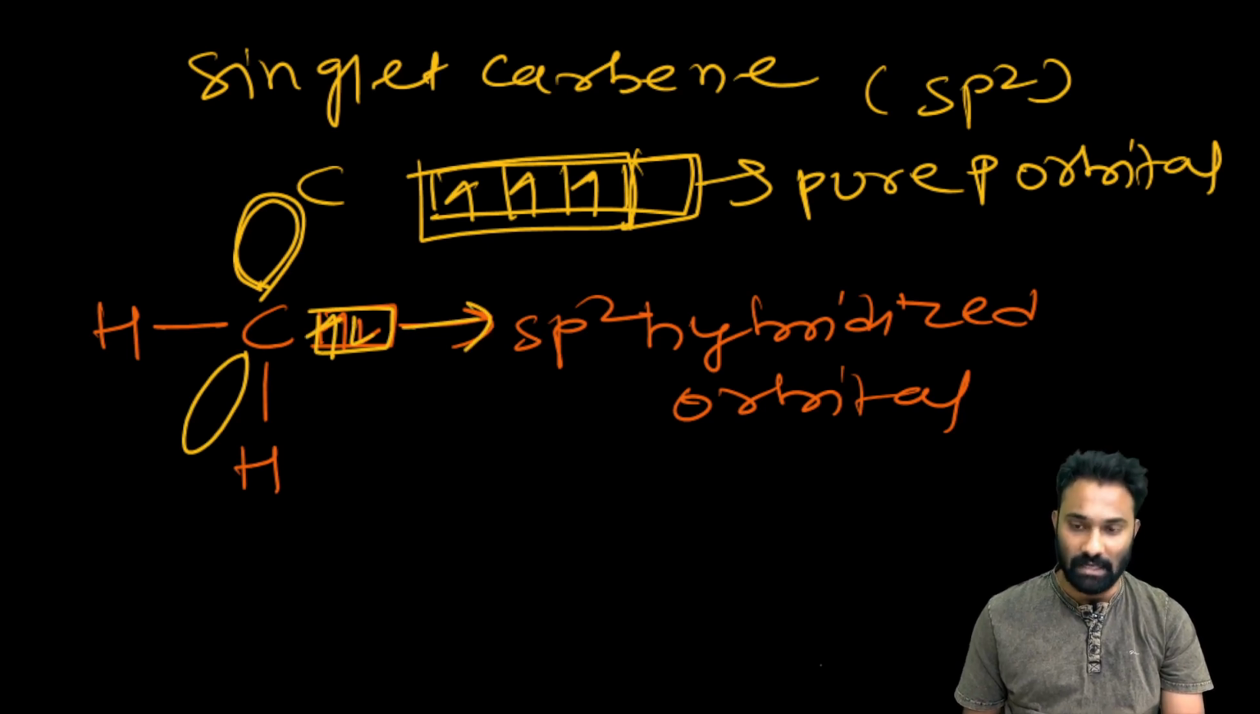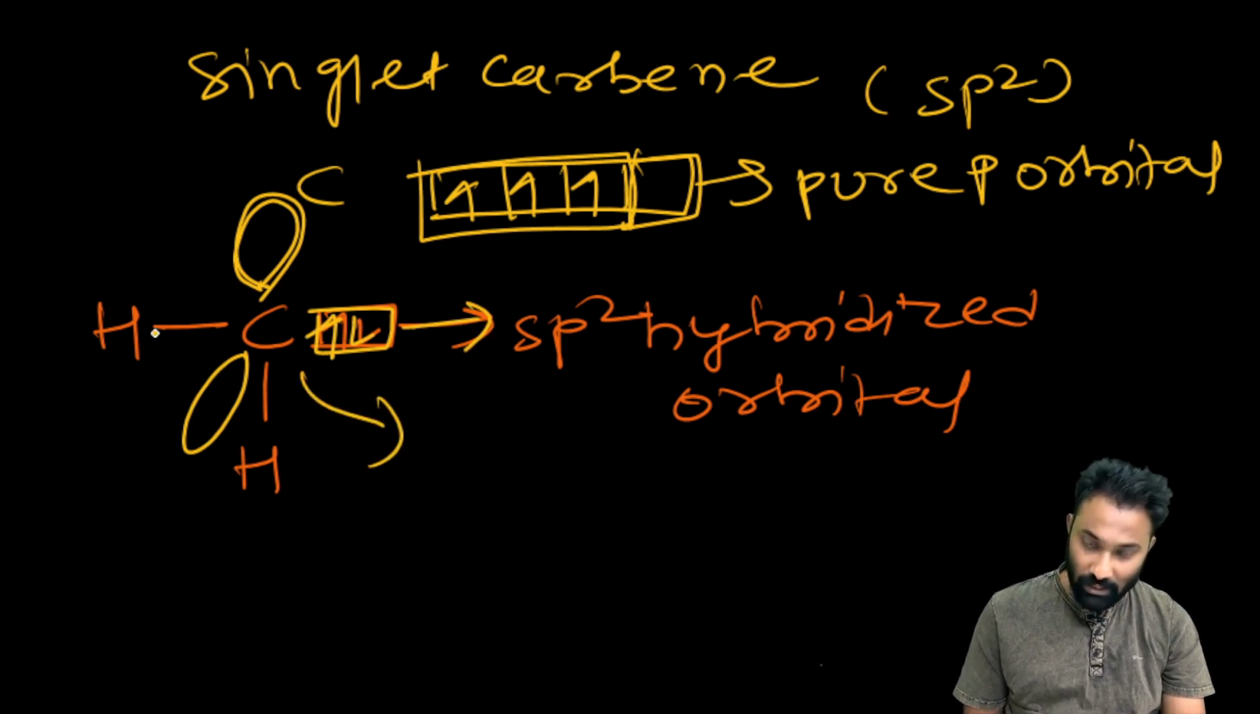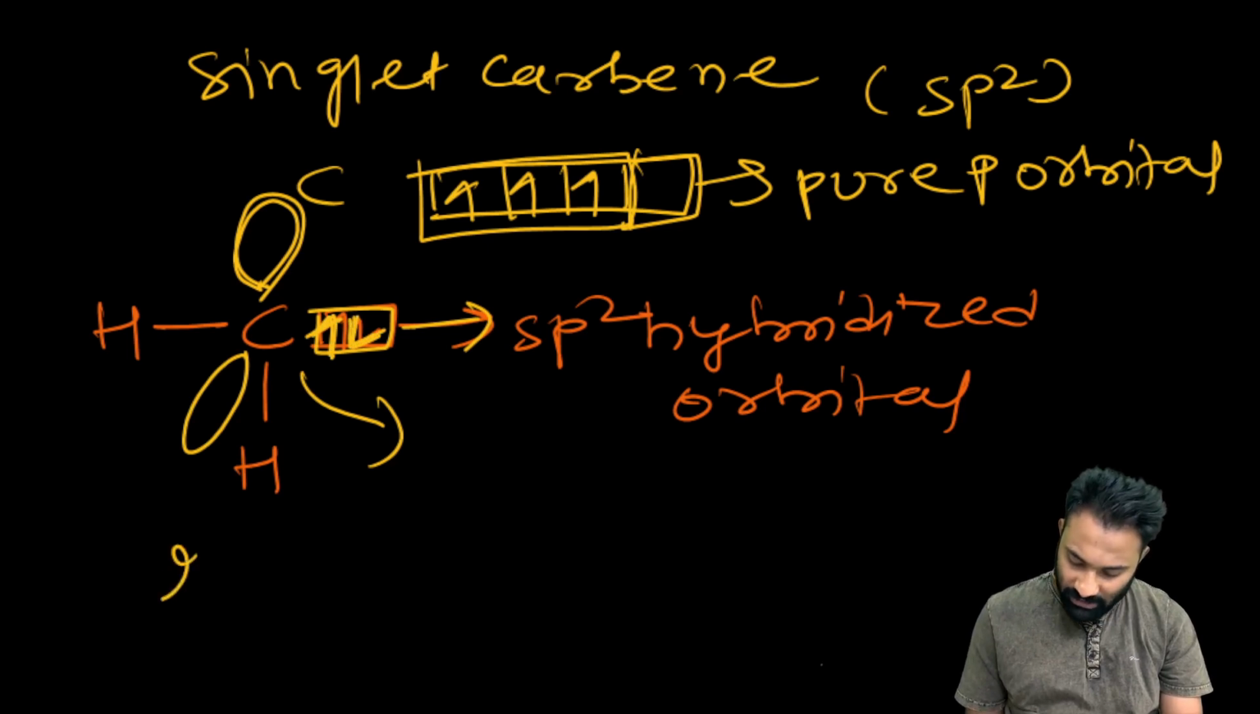sp2 hybridized orbital. Now, what is the hybridization now? 1 sigma bond, 2 sigma bond, and 1 lone pair. Clear? 2 electrons, right? 1 lone pair. Or else, if you want to find why we are saying this as a singlet carbon, now you can see these are the electrons, right? Now, how to find the spin?